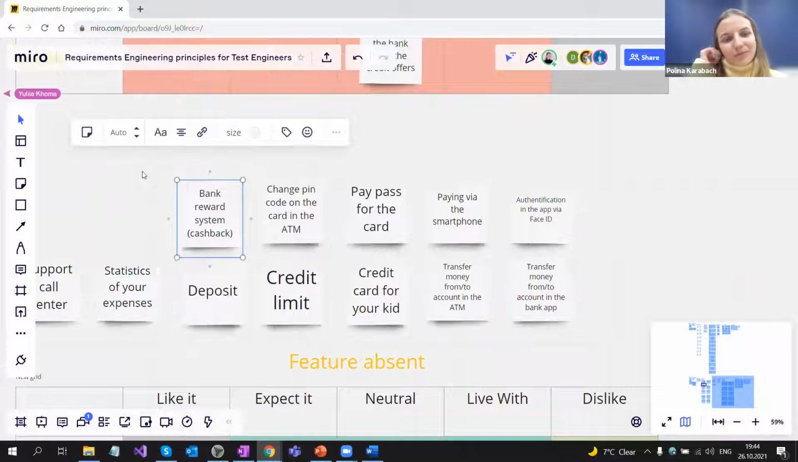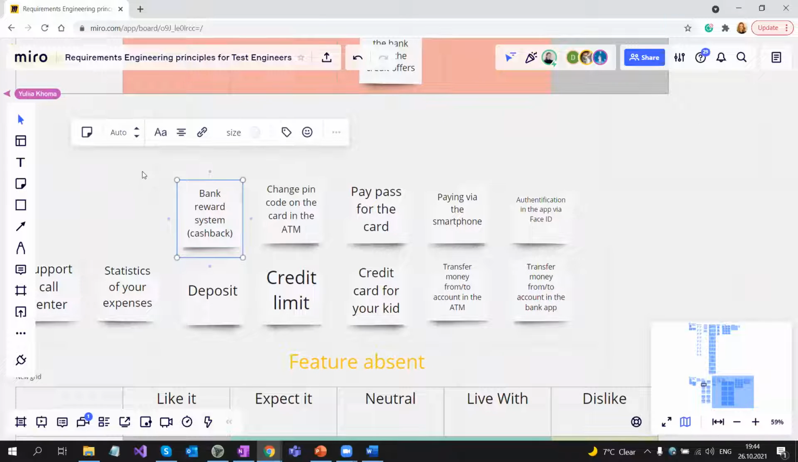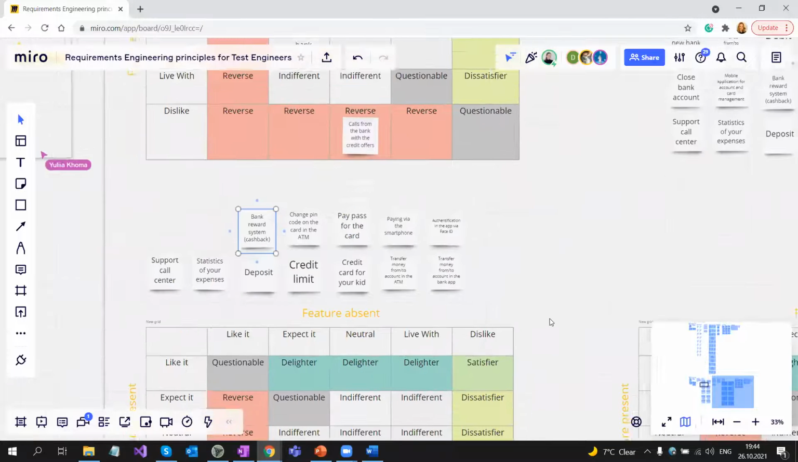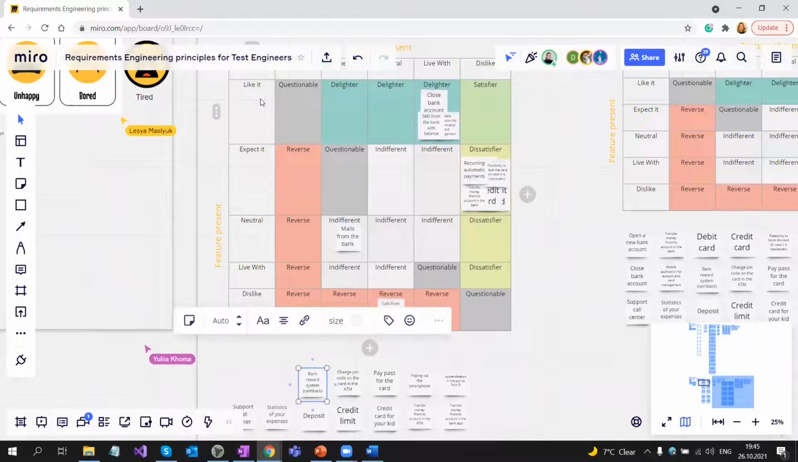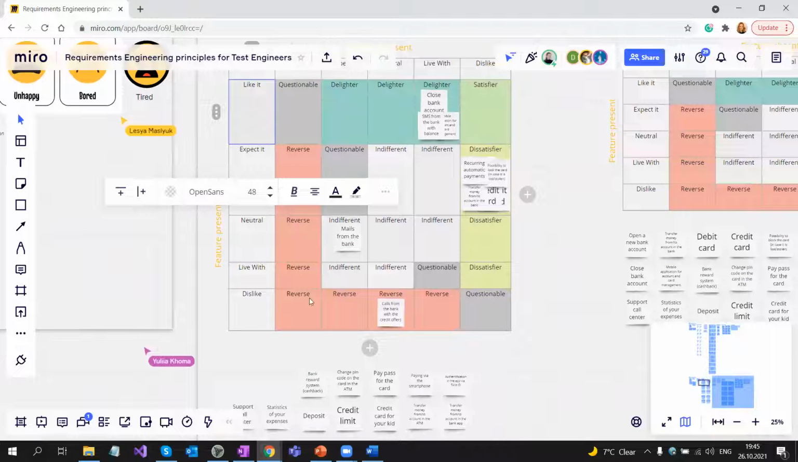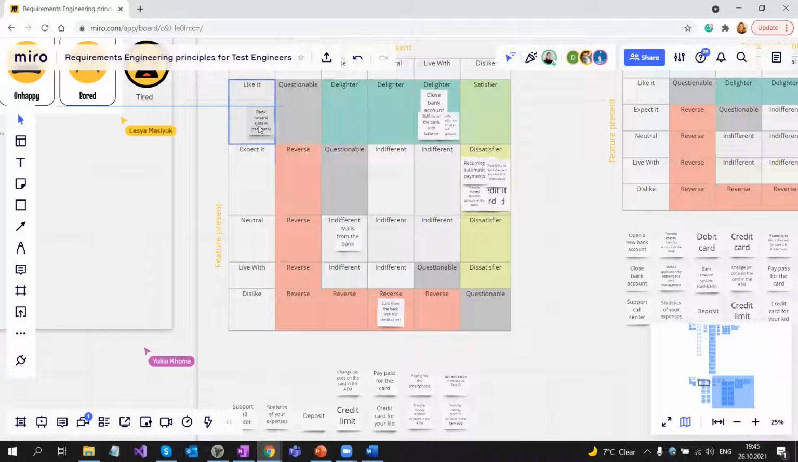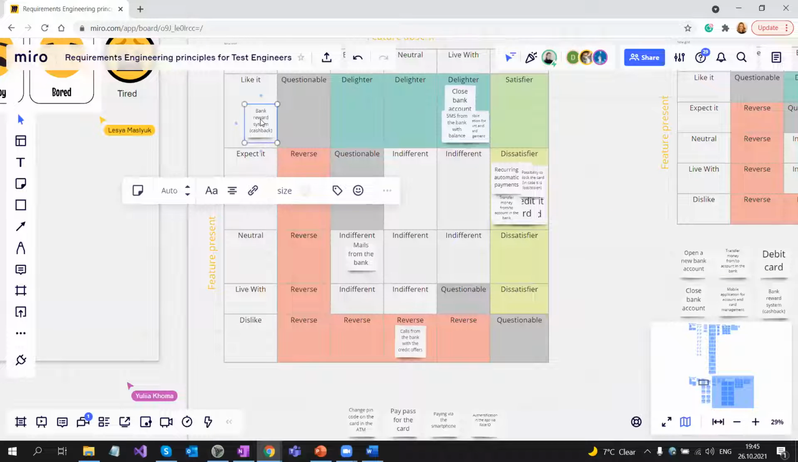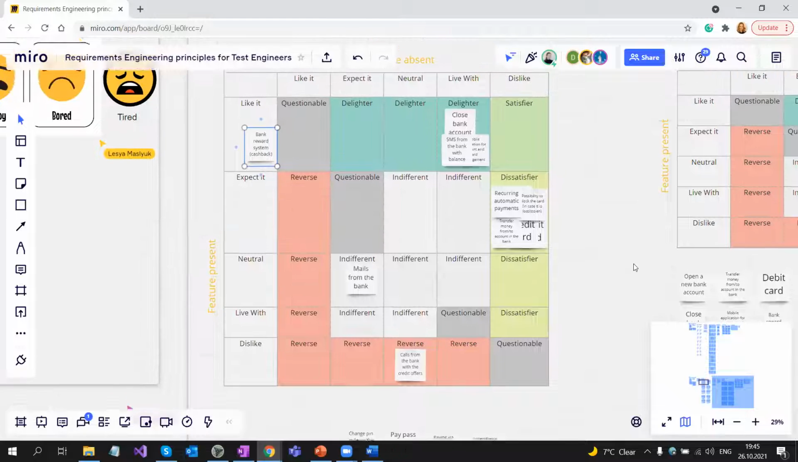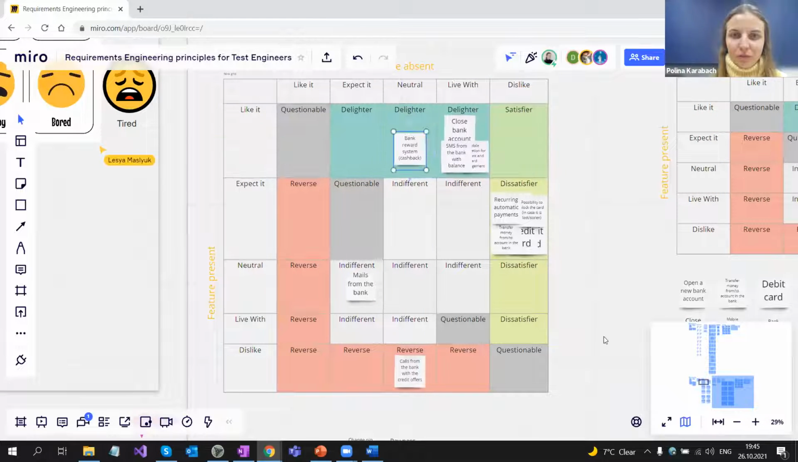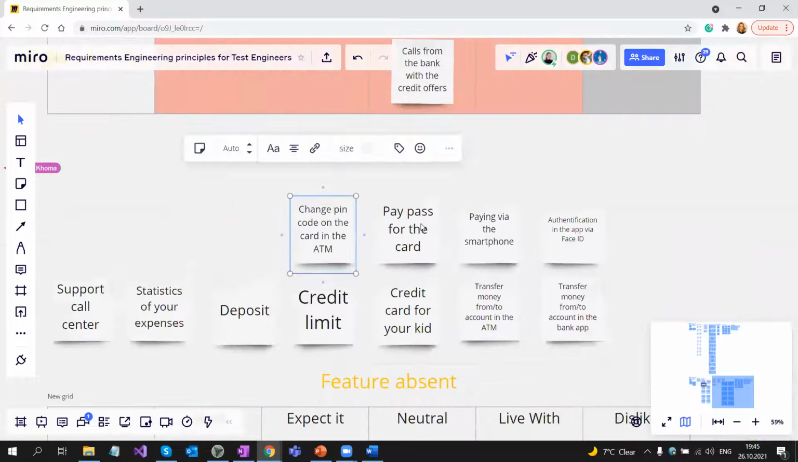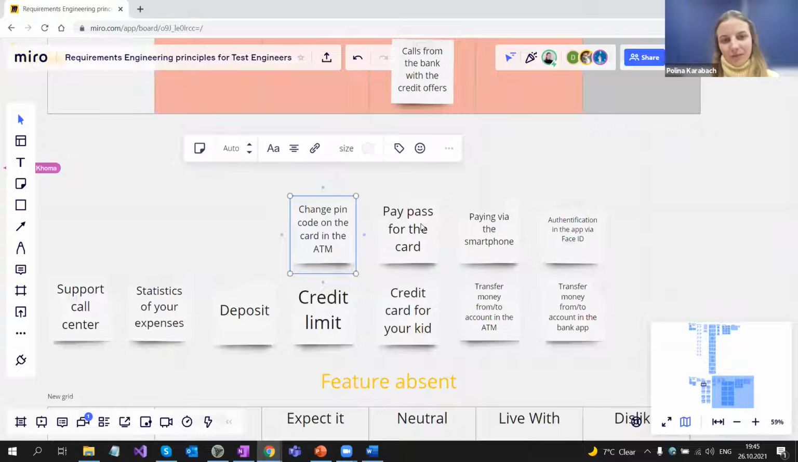Bank reward system. We don't have it here, but I would like it. However, we do have something like you can gather or have some coupons for different services. So yeah, I would like it, but if it would be absent, I would stay neutral. So it still would be a delighter then. Yeah. Okay.